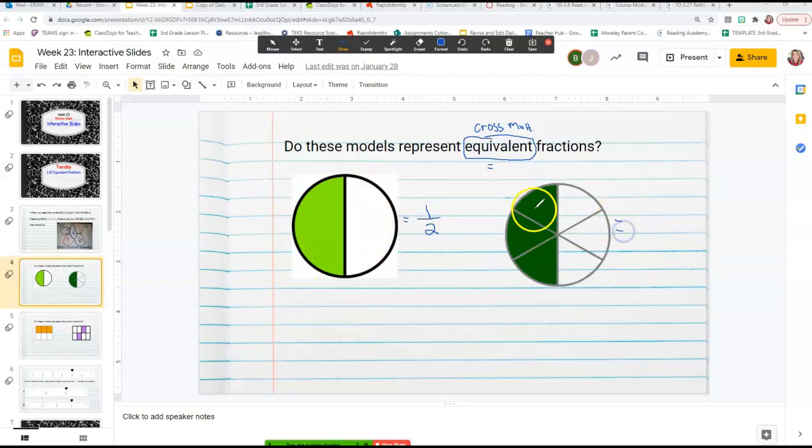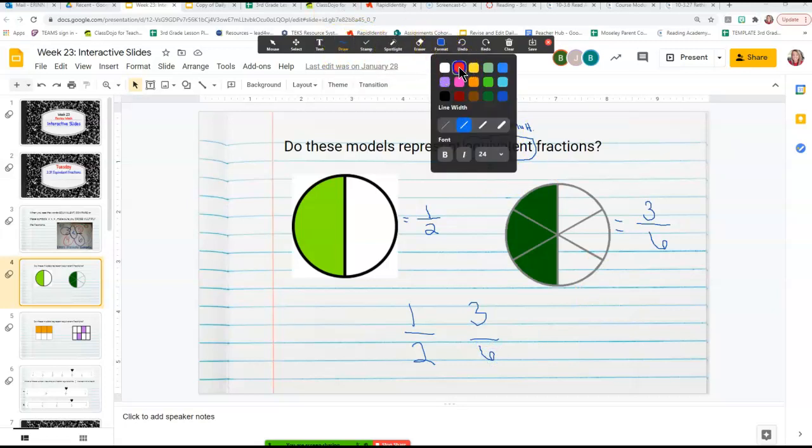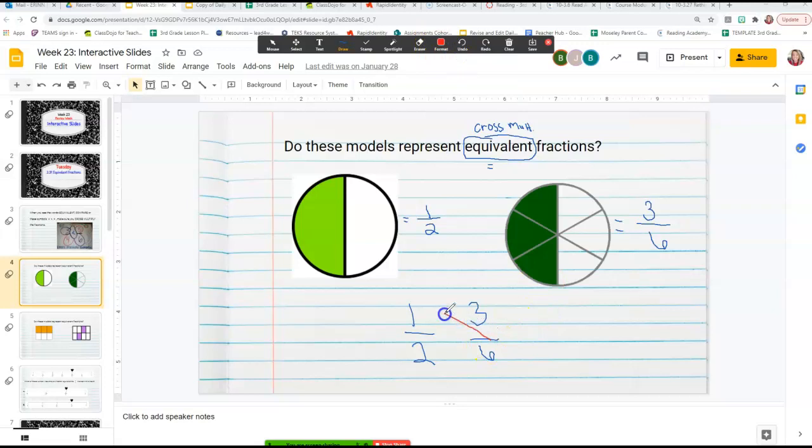Over here, I have 1, 2, 3, 4, 5, 6 pieces, and 1, 2, 3 of them are shaded. Okay? So now I'm going to take my two fractions, 1/2 and 3/6, okay, and I'm going to cross multiply. So that's where you just take your cross, you draw a circle from the top to the bottom number, okay, and I'm going to multiply.